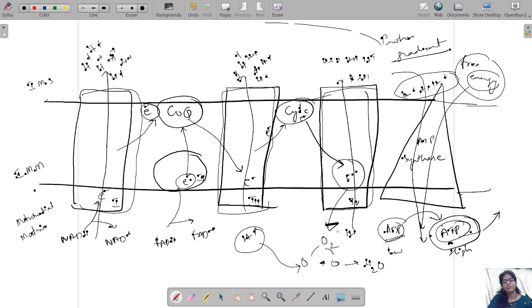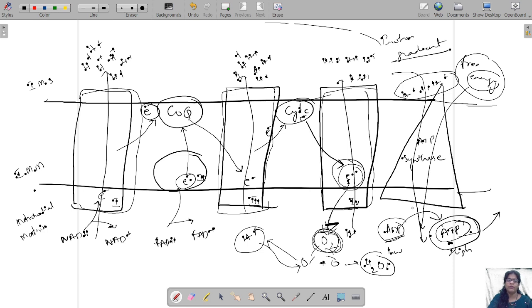Okay, the oxygen molecule is broken down into two separate ions, and it is reacted with the protons already present in the matrix, forming the water molecule. So here oxygen is the electron acceptor. All the electrons that are produced here are accepted by the oxygen, and it's converted into water molecules. And this is how the cycle continues.